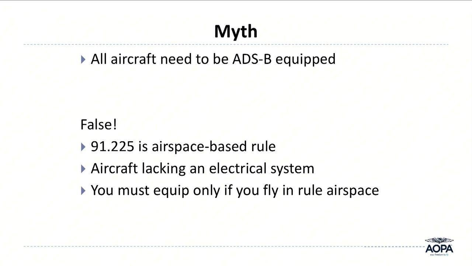That's right. And so, you know, if you have a Piper Cub, if you have a glider, if you have a balloon, these are aircraft that are exempt from the Mode C rule in many cases. And it's the same here. Aircraft lacking an electrical system, not subsequently certified with an electrical system, have that same exemption from the ADS-B rule. And you must equip only if you fly in this rule airspace. Right. So ultimately, I'd like people to walk away with, as opposed to some freaking out, some level of comfort that we're really overlaying the same thing that people had to come to grips with when transponders became a reality, 40 years ago.